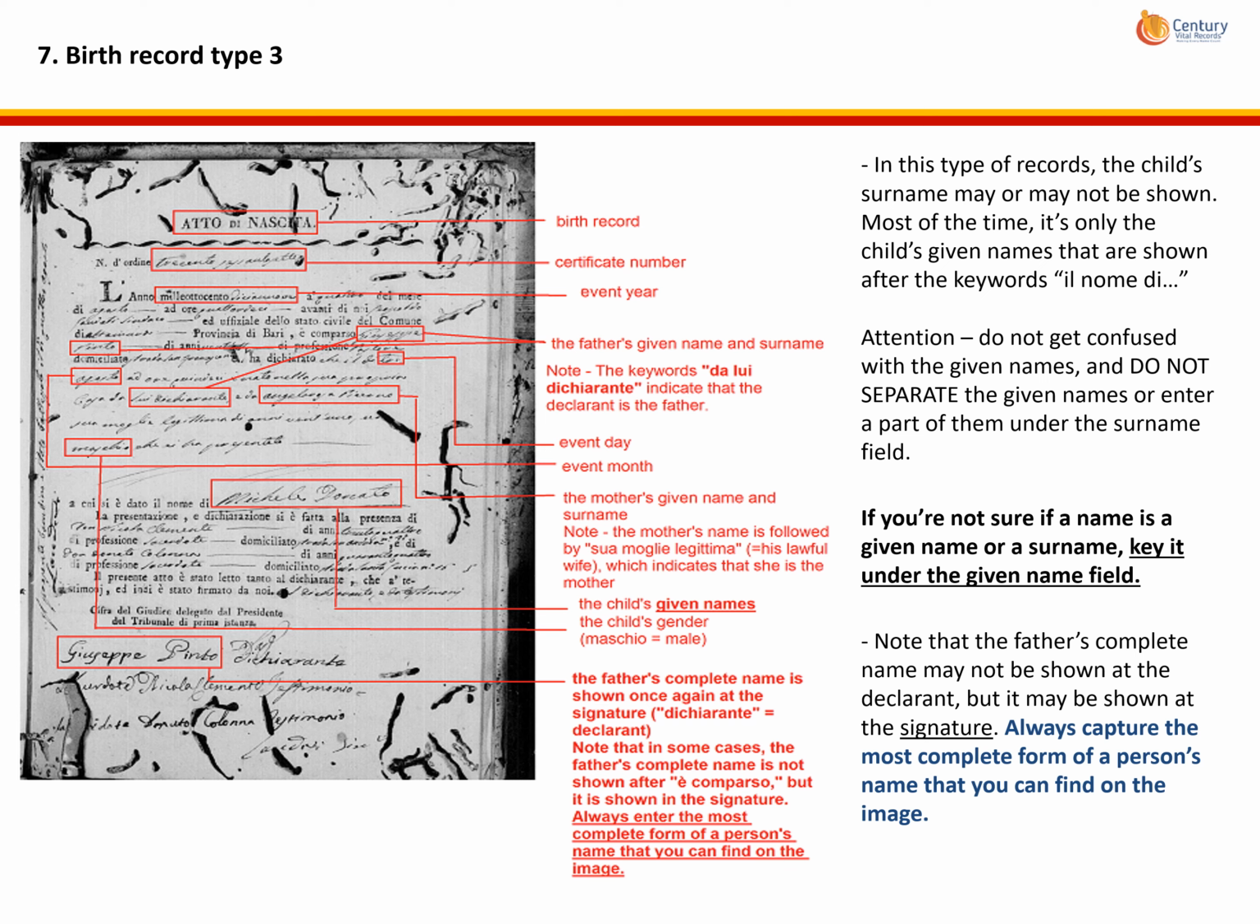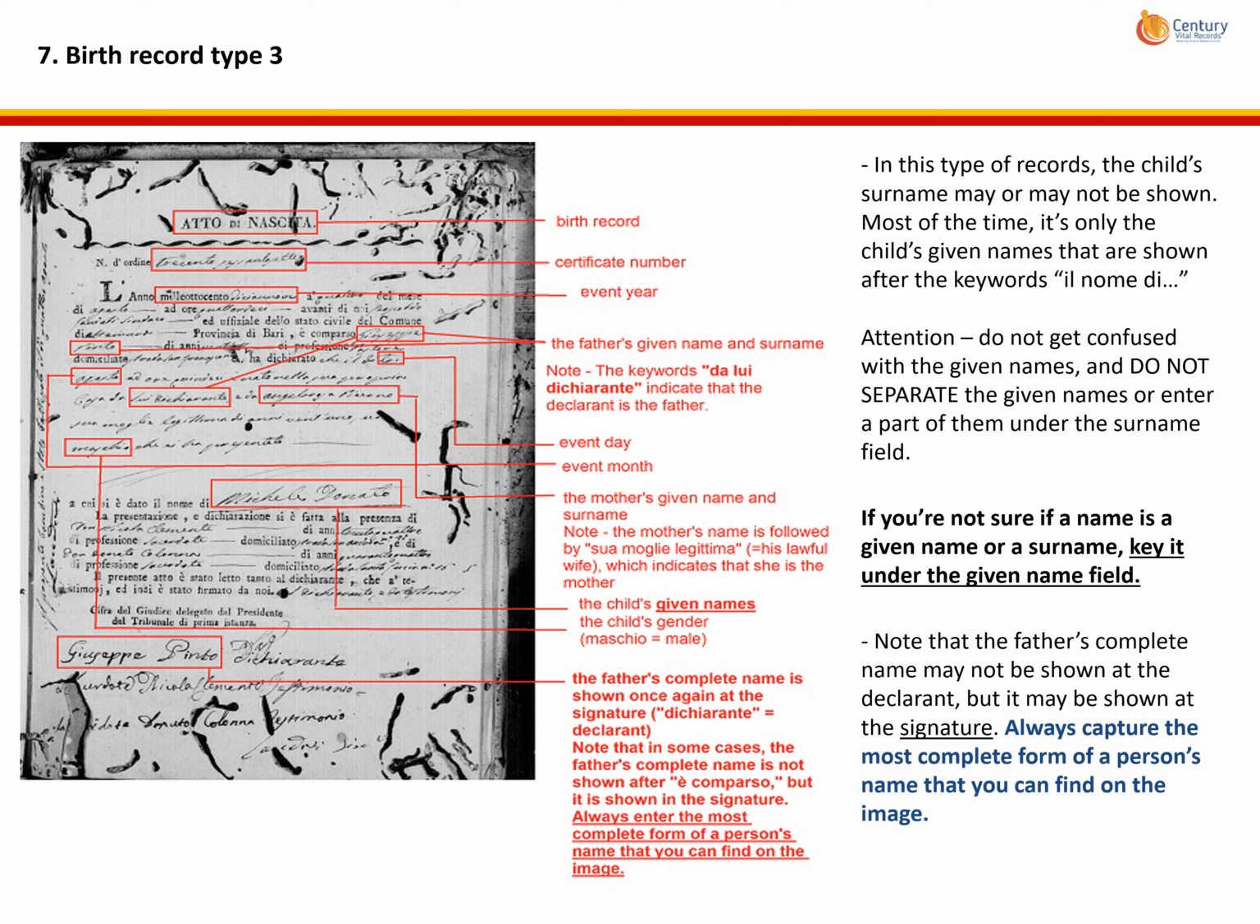In this image, the child's surname is not shown. The names that are listed are both given names. Make sure that you key all the given names in the given names field from left to right. Do not separate given names or enter some of them in the surname field. If you are not sure if a name is a given name or a surname, keyed under the given name field.